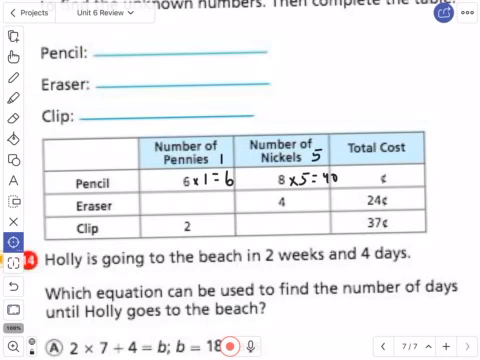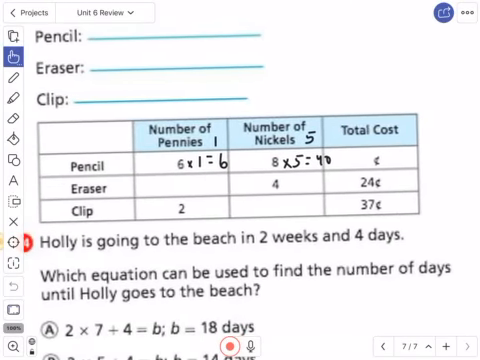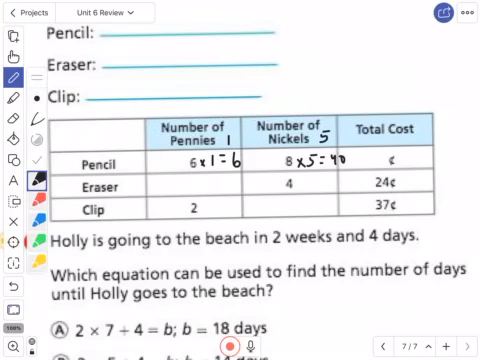And so then I'm also going to write it up here. How much does a pencil cost? Right up there. Then I have to figure out the eraser. Okay. Well, now eraser costs 20. They didn't tell how many pennies. Did tell you that you had 4 nickels. So just remember that 4 nickels. Well, that's going to be 5 of them. So that's going to equal something.